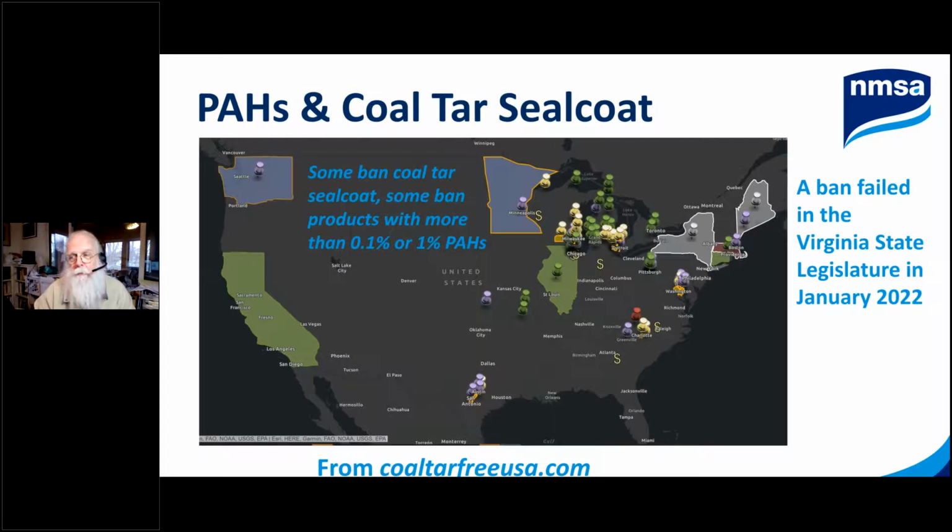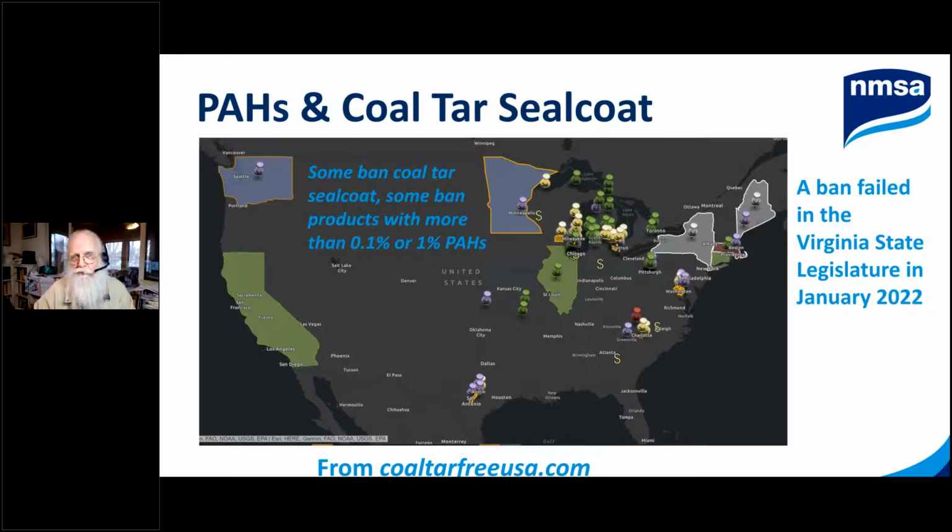This is a map from a wonderful website done by Tom Ennis out of Austin, Texas, called coaltarfreeusa.com. You can see the address at the bottom of this slide. Statewide bans have been implemented in the states of Washington and Minnesota, as well as the District of Columbia. They've been adopted and won't come online for another year or more in New York and Maine.